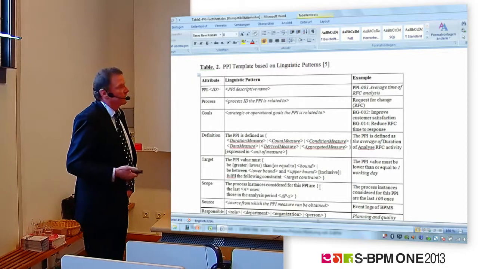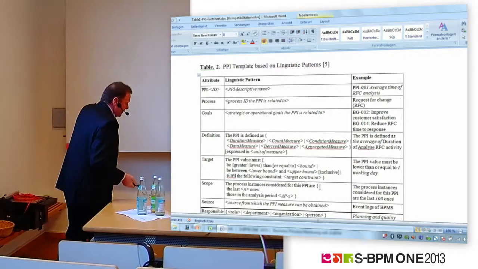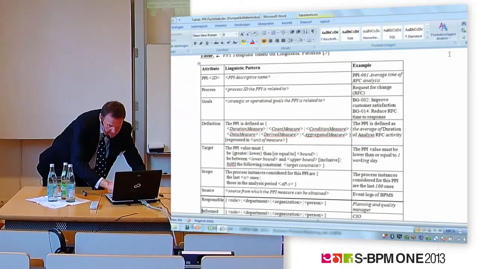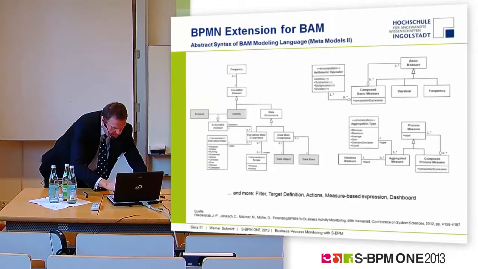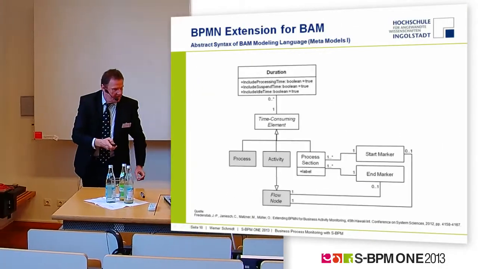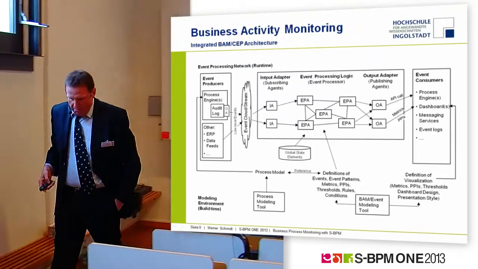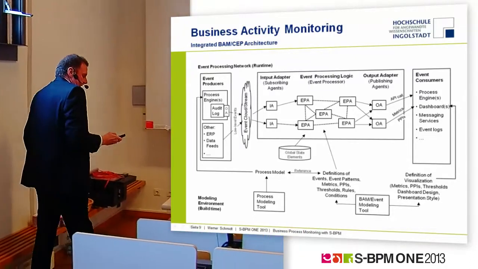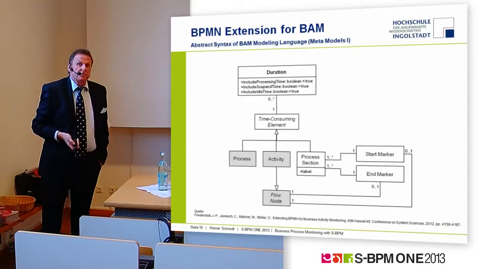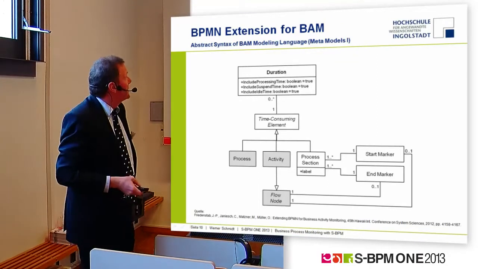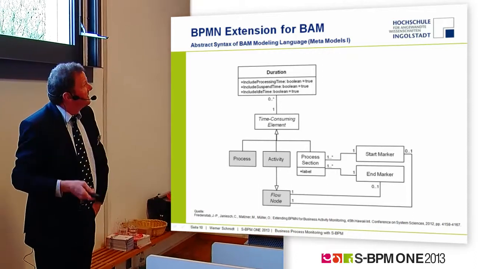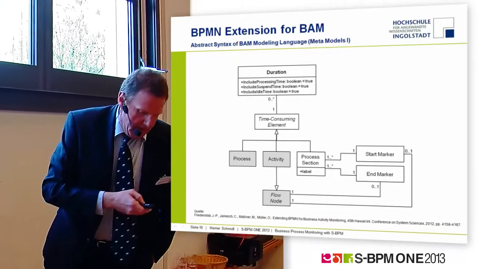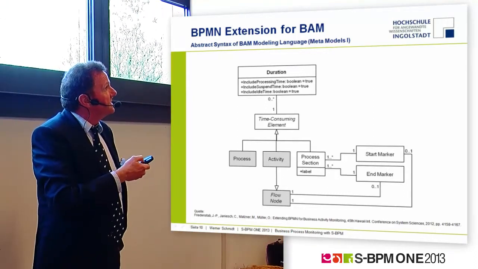A graphical notation would be good. And the idea was to develop a modeling method, a modeling language, which can be used in conjunction with BPMN. If you define a modeling language, you start with abstract concepts. One example can be seen here, an abstract meta model. It is a UML class diagram, and the PPI is duration in this example.